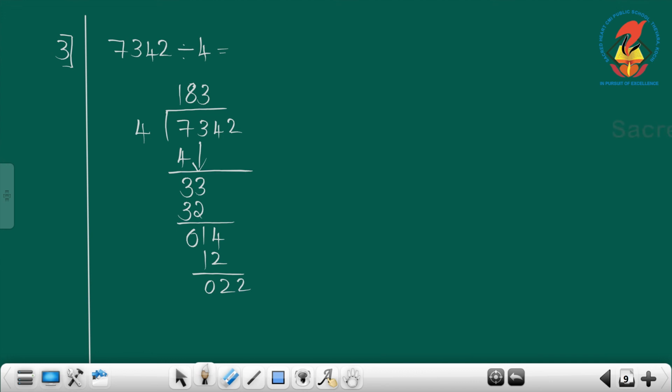So, 5 fours are 20, 6 fours are 24 only. So, we can take 5 times. 5 fours are 20. So, 2 minus 0, it's 2 itself. Then 2 minus 2, it's 0. So, remainder is 2. We can check our answer.